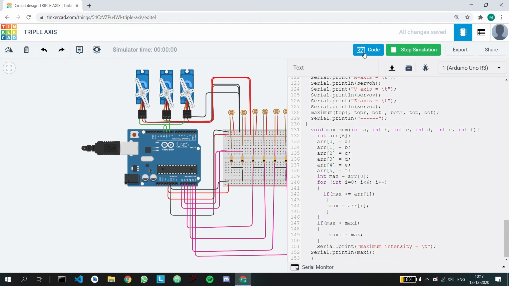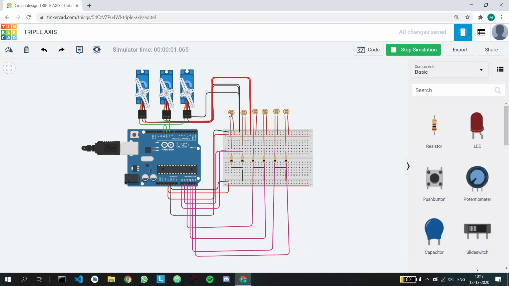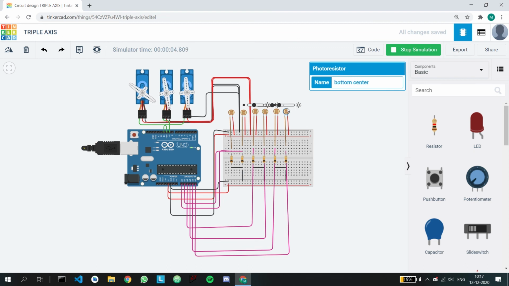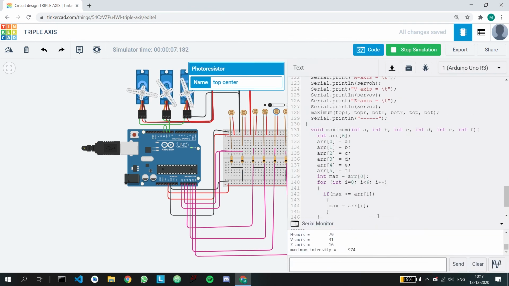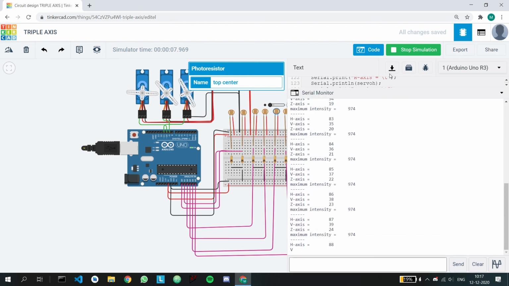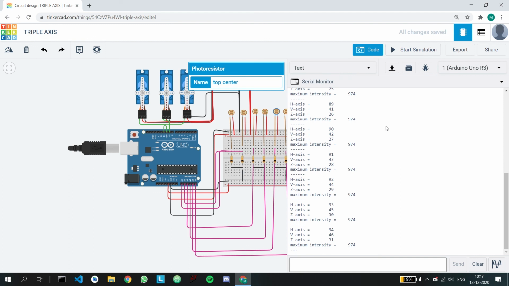Coming to the simulation part, as we can see, all 3 servo motors are changing their values, and we can see there is a maximum intensity of 974.